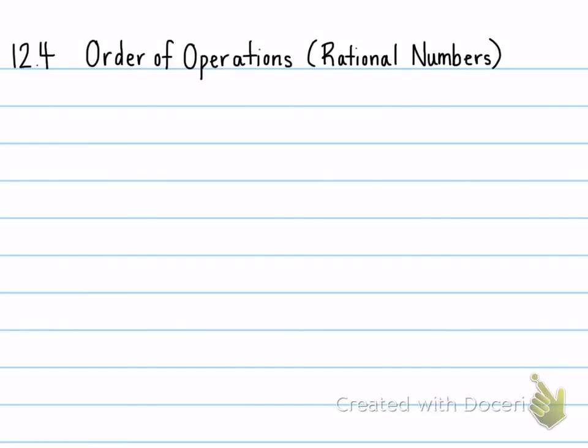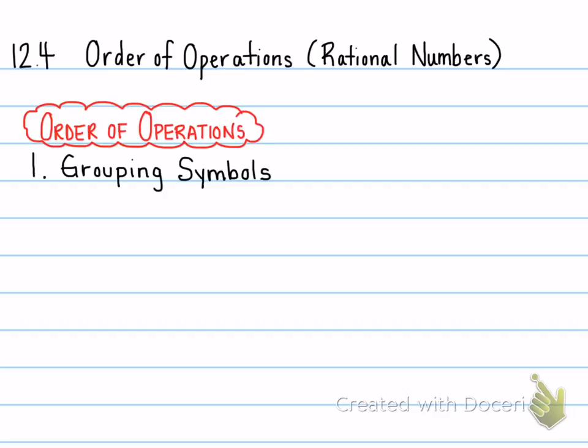In the second half of section 2.4, we're going to work on the order of operations. Let's quickly review what they are and actually have a little instruction as we go through them. The first thing we look for in the order of operations is grouping symbols.